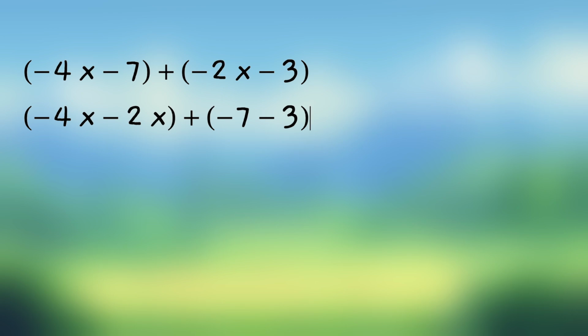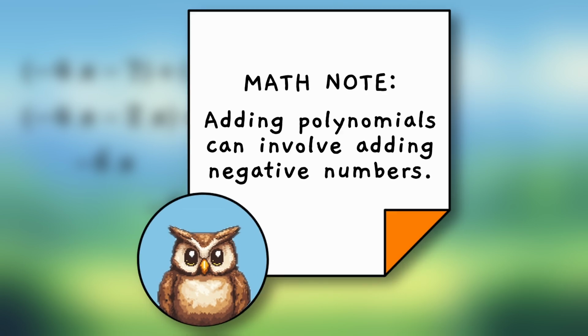Combining the terms negative 4x and negative 2x gives us negative 6x. And negative 7 minus 3 is negative 10. So the sum of these two polynomials is negative 6x minus 10. Just because we're adding polynomials doesn't mean the coefficients need to be positive. You can add negative numbers just like you can add positive numbers.